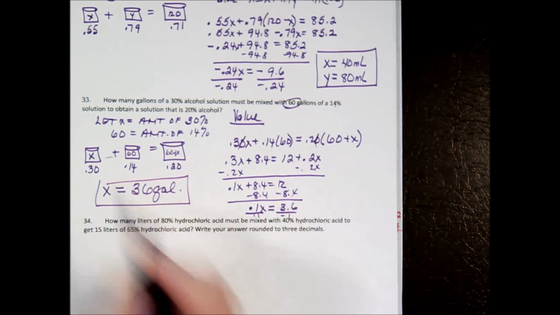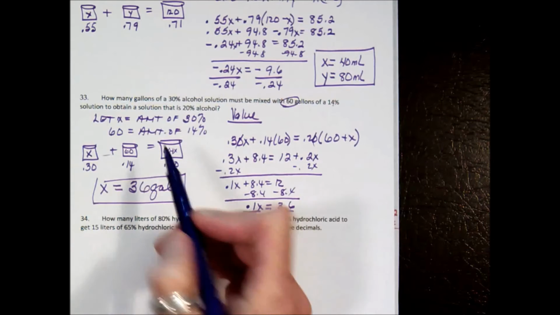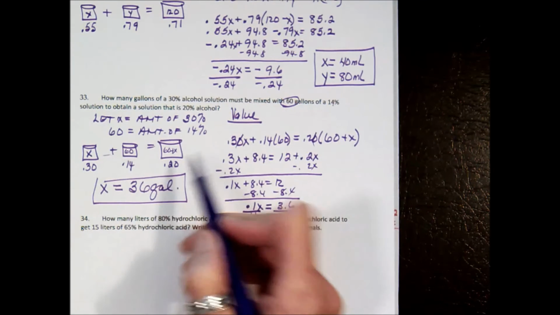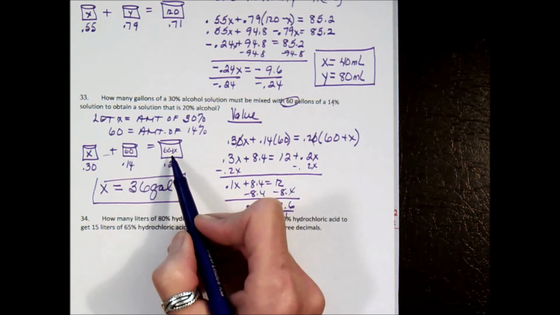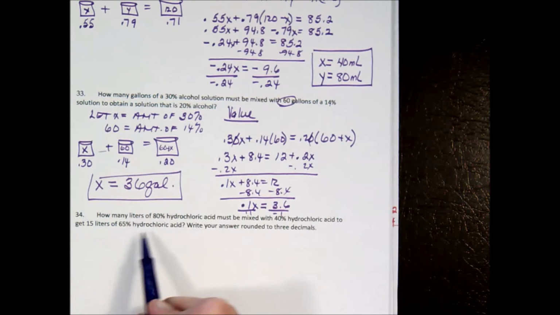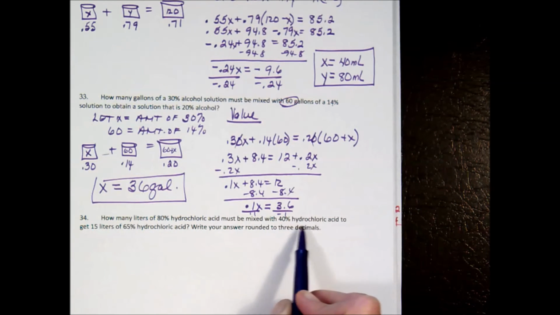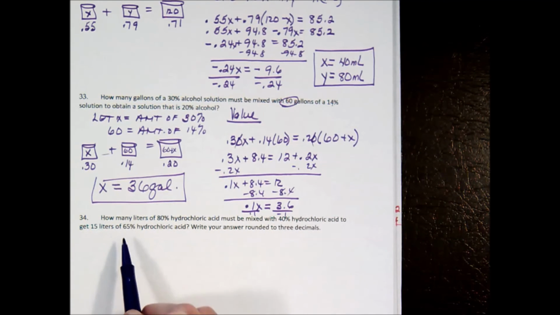So you really have to read these carefully to see if what is missing is one of the amounts, or if you know one of the amounts and you have to combine the two amounts to give you the total. All right, how many liters of 80% hydrochloric acid must be mixed with 40% hydrochloric acid to get 15 liters of 65%? Okay, this is like this one.